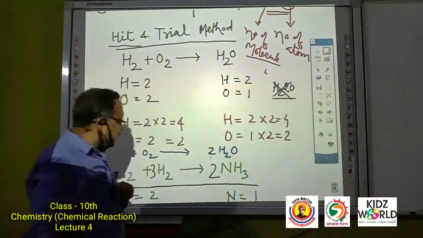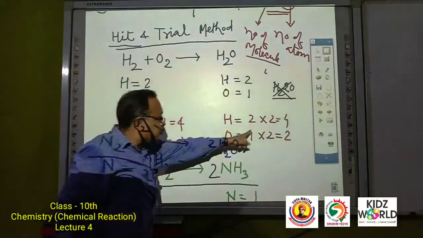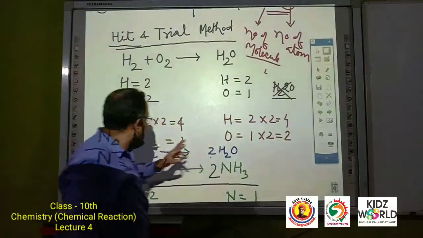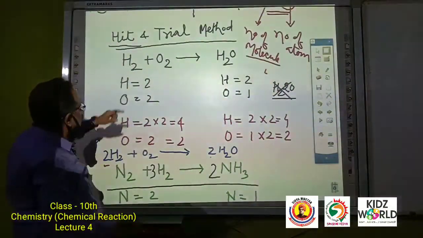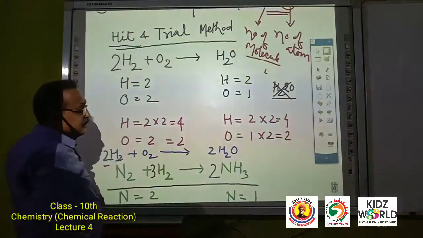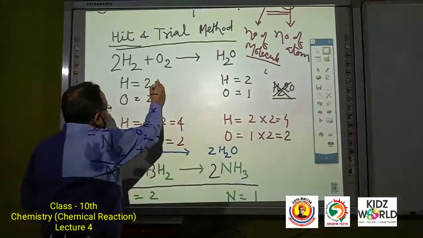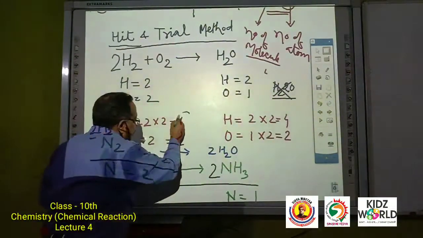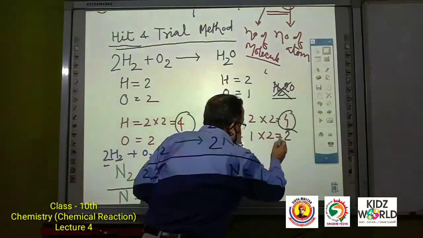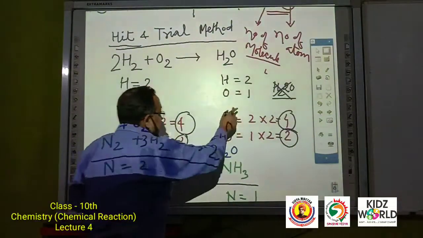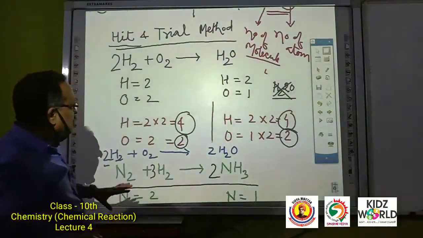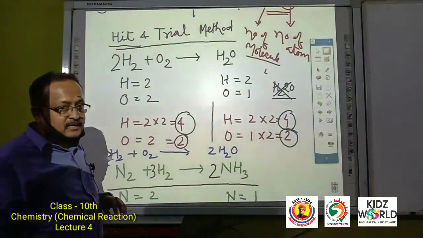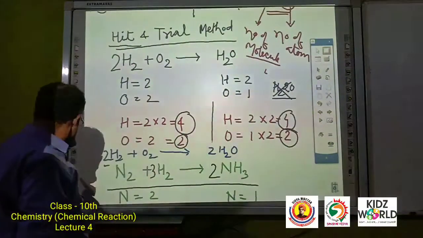2 H2O. Now what happens? When we put 2 here, hydrogen now becomes 4. Here hydrogen is 2, so we will put 2 here. So now hydrogen is also 2 into 2, 4. Oxygen is already 2. So now this is 4, this is 4, this is 2, this is 2. Now the number of atoms and molecules on the reactant side is equal to the number of atoms and molecules on the product side. This is one example.